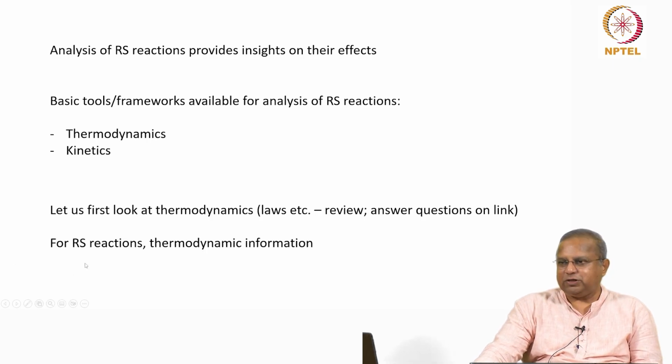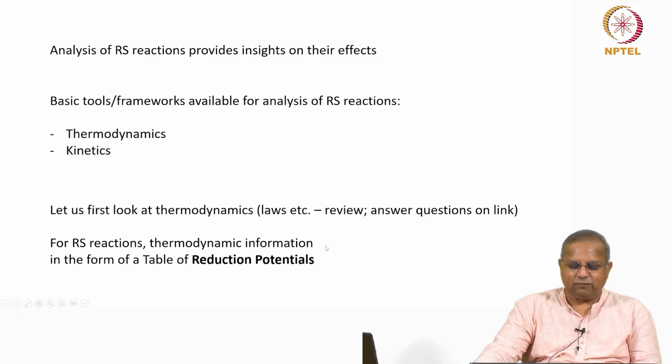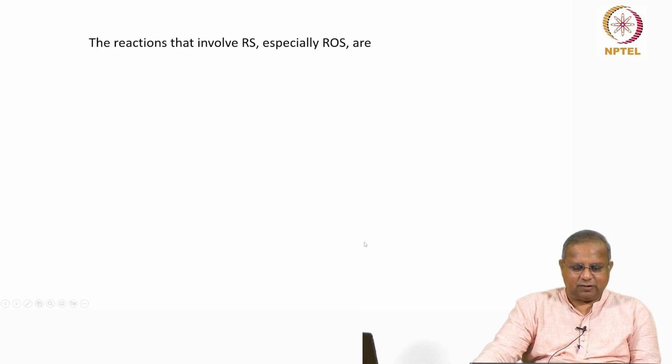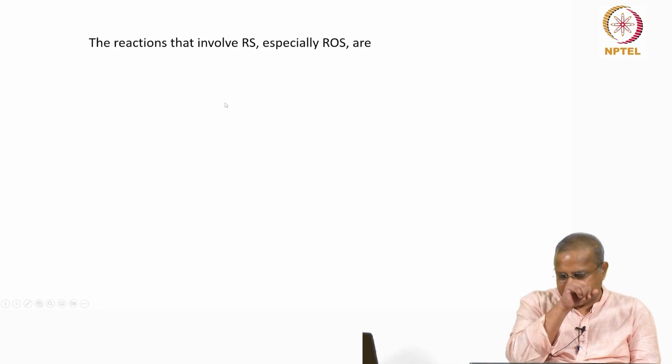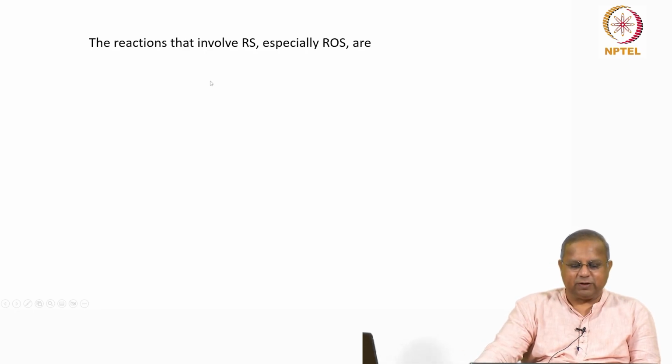The thermodynamic information that's relevant to us for the reactive species reactions is pretty much entirely available in the form of a table of reduction potentials. Once you have this table, you have most of the thermodynamic information that we need for our purposes. You might have read about this earlier in school certainly, but let us spend a little more time on this because we need this for our purposes. As a part of the discussion, we will spend more time on the table of reduction potentials.